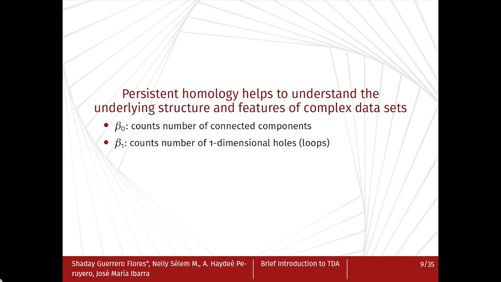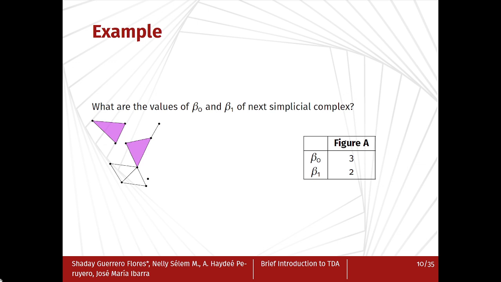Persistent homology counts the topological invariants. For example, Betti 0 counts the number of connected components, and Betti 1 counts the number of one-dimensional holes, or loops. We can think of them like loops. For example, in this simplicial complex, we have three connected components and two one-dimensional holes, here and here, because Betti 0 is 3 and Betti 1 is 2.